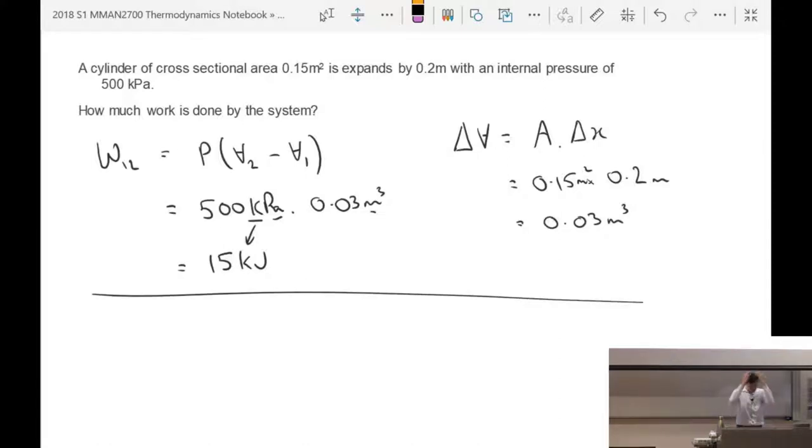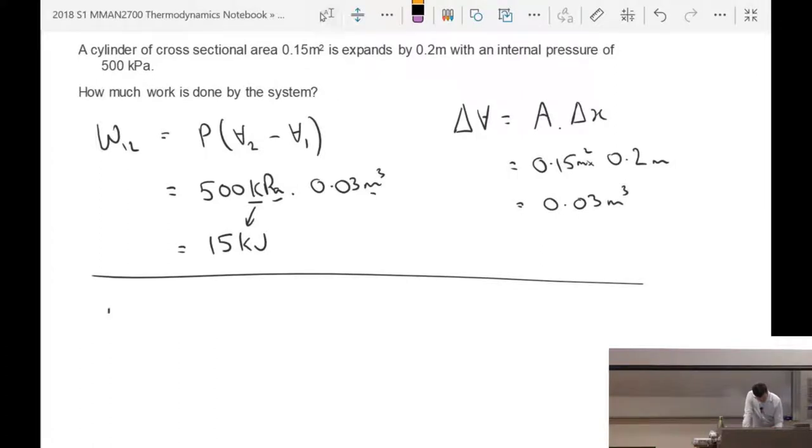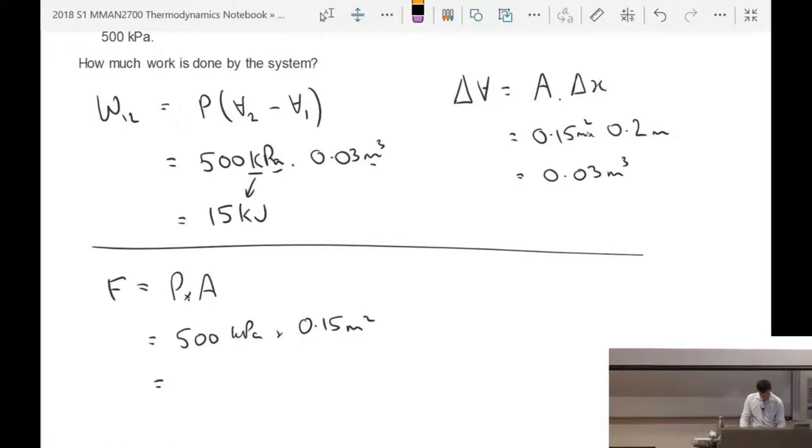But you already had a solution. You already had a method of solving this, right? How much weight do we need to maintain a pressure of 500 kPa over an area of 0.15 meters squared, all right? So this is force equals pressure times area, all right? So we've got 500 kPa times 0.15. Feels like it should be 75. Is that about right? Good.